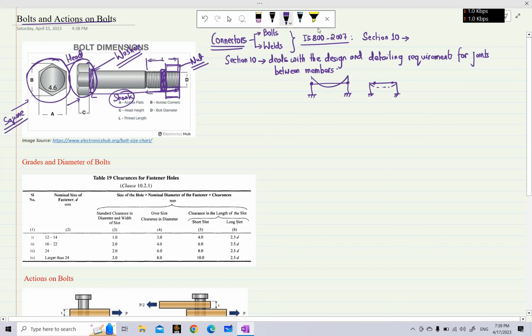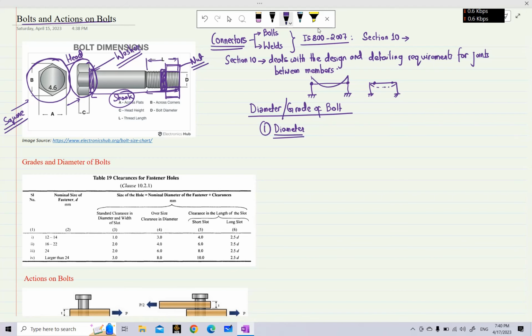When it comes to a bolt, we have to deal with 2 main characteristics or properties of the bolt. One is the diameter and another is the grade of the bolt. Let's first discuss the diameter of the bolt. The diameter of a bolt is measured at the shank. Suppose this is the head of the bolt and this is the shank, and we have the threaded portion here. The diameter of the bolt is the diameter measured at the shank, and this is represented as D here.